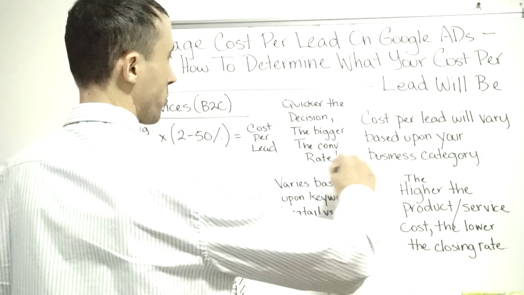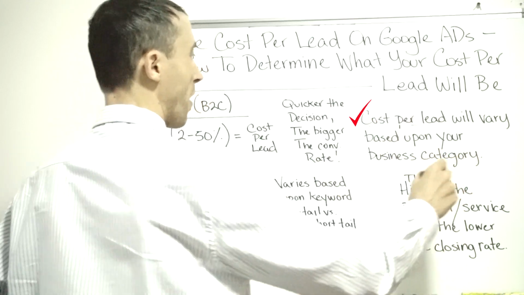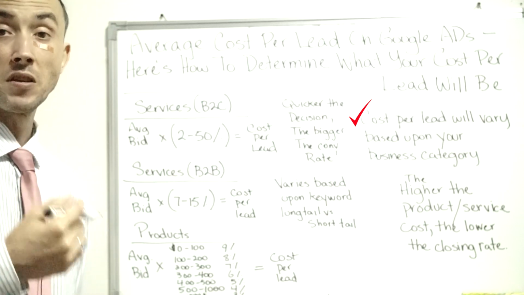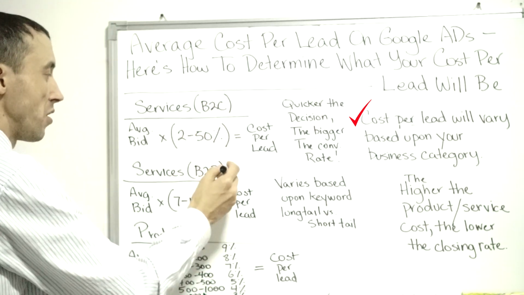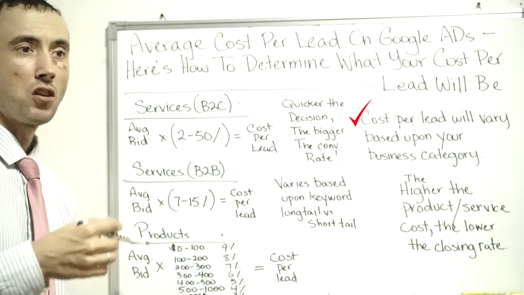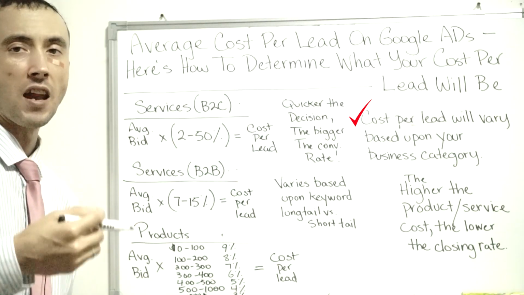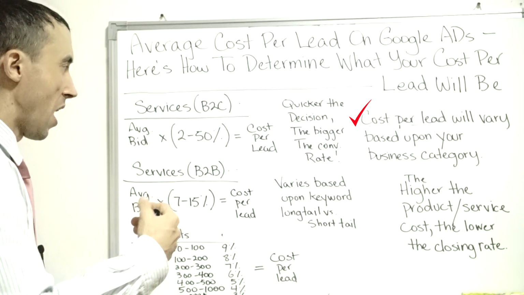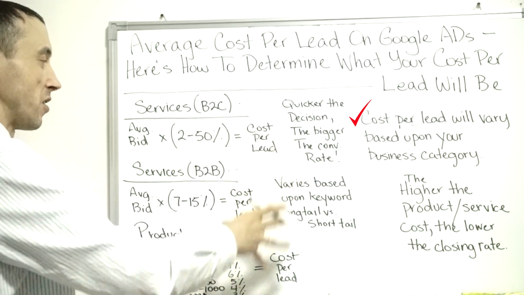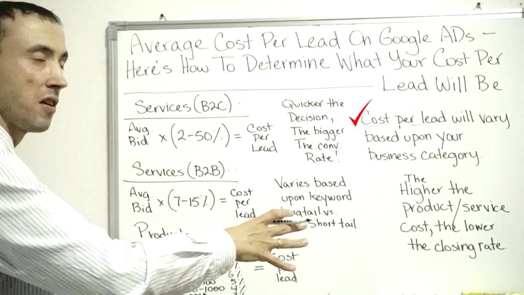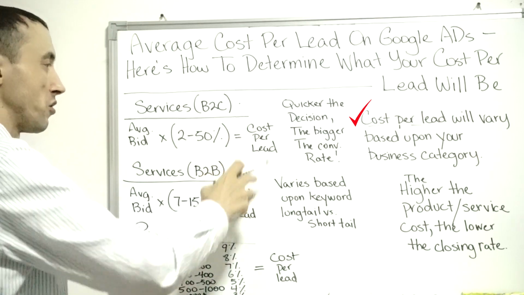So first of all, I just want to say cost per lead will vary, again, based upon your business category. Yes, you are going to fit into one of these three categories I mentioned, but within that, you're also going to fit into a different category, which is your niche business. And I gave some basic guidelines here to help you understand which part of the general range you're going to end up on, based upon which niche you're actually in.